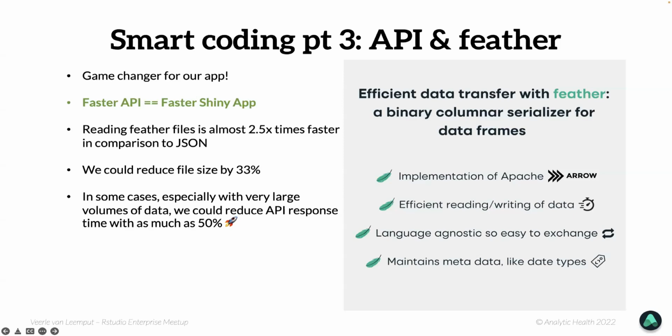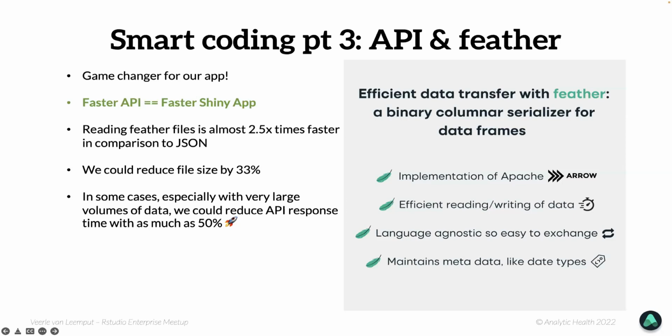Because even though we are pulling in, I don't know, 100,000 lines of data whenever somebody makes a request, we want that to happen in a split second. What we want to avoid is people having to wait even 10 seconds for their data, because one of our selling points of our app is it's super fast. So for us, it's very important that the API is fast, so the Shiny app can be fast.